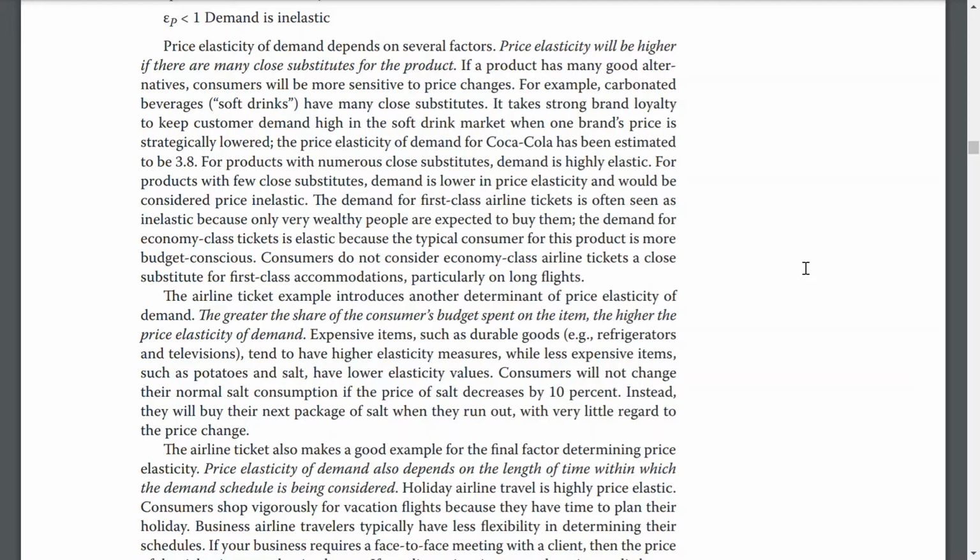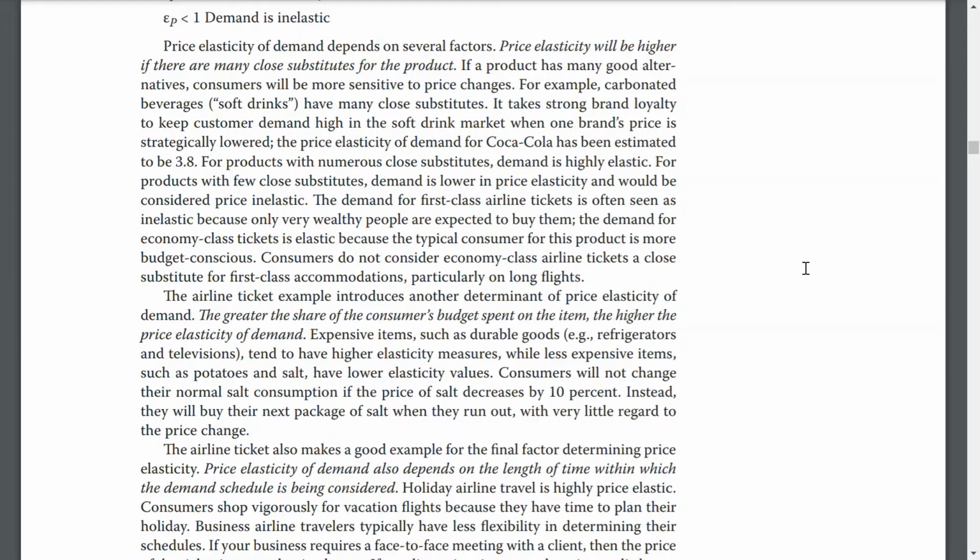When one brand's price is strategically lower, the price elasticity of demand of Coca-Cola has been estimated to be 3.8. For products with numerous close substitutes, demand is highly elastic. For products with few close substitutes, demand is lower in price elasticity and would be inelastic because only very wealthy people are expected to buy them. The demand for economy tickets is elastic because typically consumers of this product are more budget conscious.